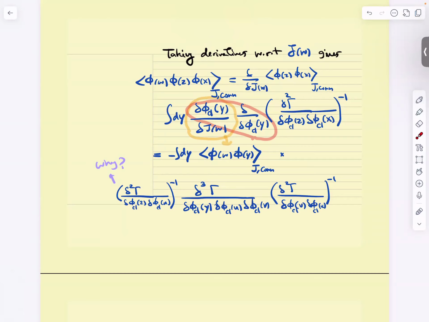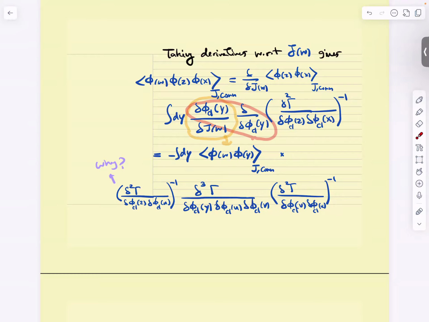So the left-hand side is phi x, phi y, phi z, j connected. Diagrammatically, here's what we draw. X, Y, Z. What is the right-hand side? Sorry, W. So there, WZX. The right-hand side has W and Y, right, connected.